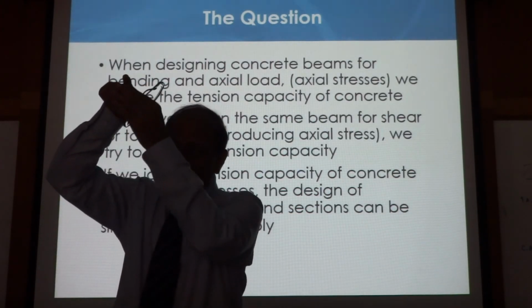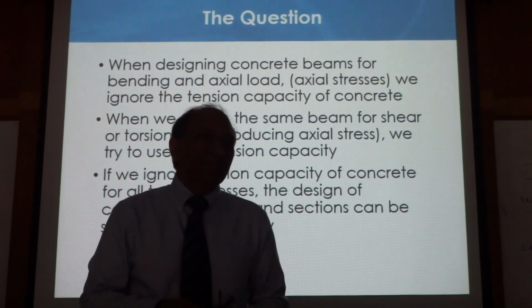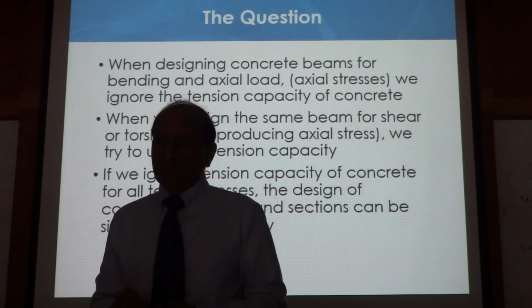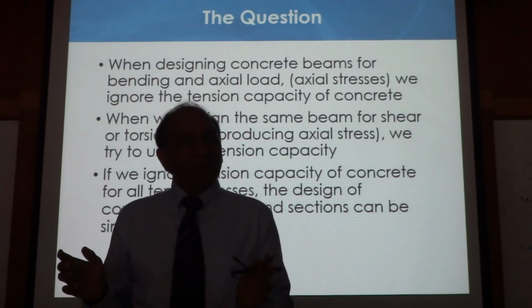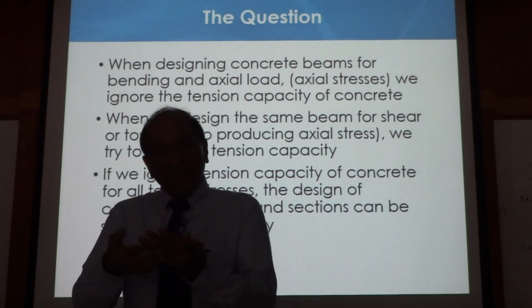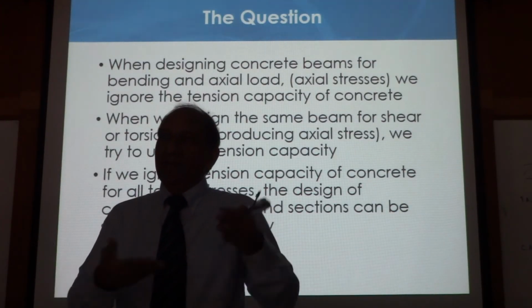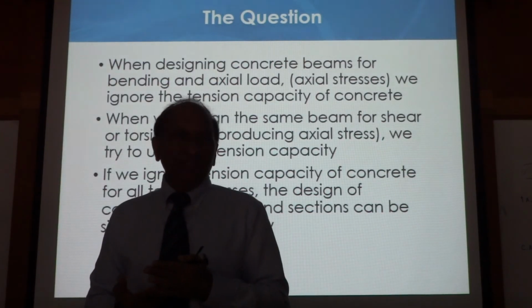So all the concrete below the neutral axis is neglected. But when we design for shear, we take the small tension capacity and try to calculate the concrete shear capacity, correct? And we were saying that this is not logical, because in the same beam, for one stress for bending we say concrete cannot take tension, and for another stress for shear, which is also tension, we say it can take tension.